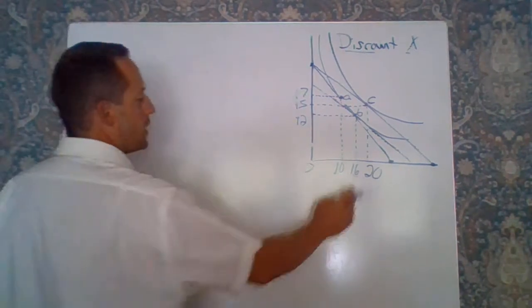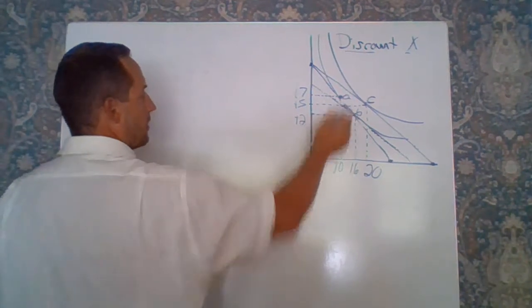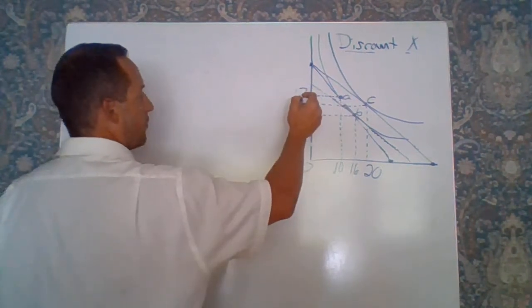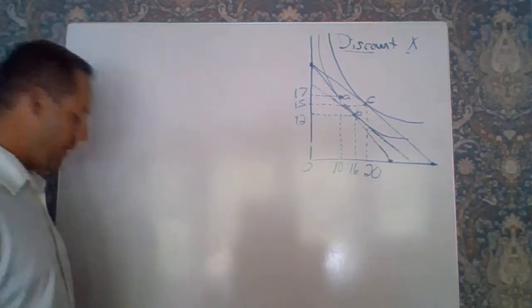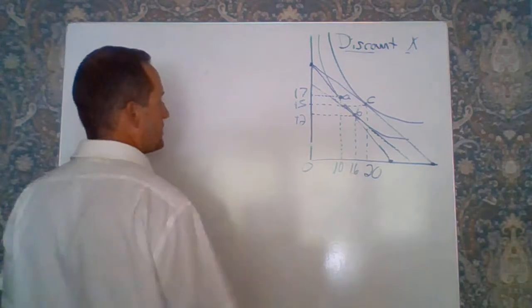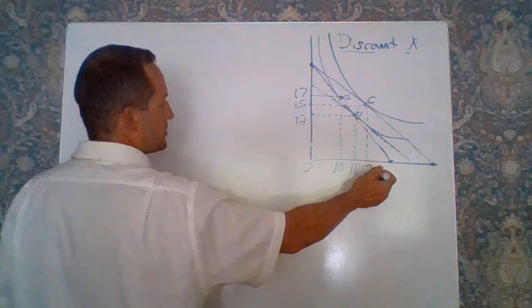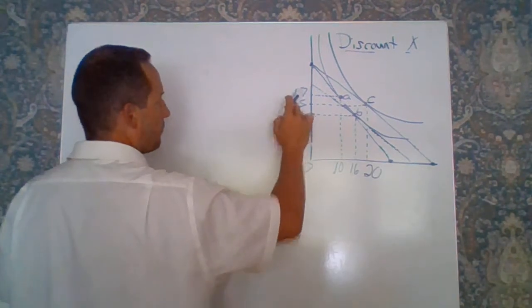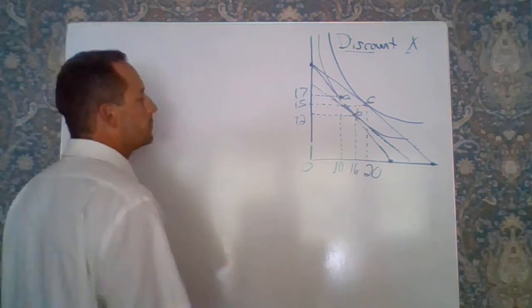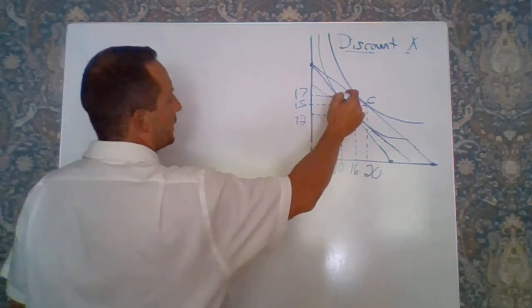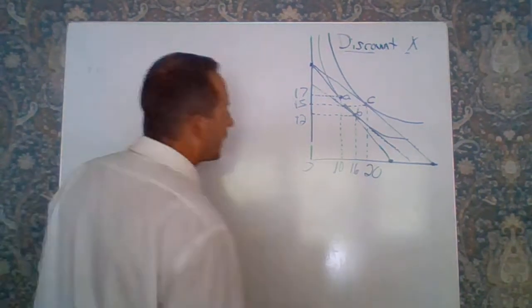So in the beginning, we are purchasing 10 units of X and 17 units of Y at point A. In the end, after X is discounted, we're purchasing at point C 20 units of X and 15 units of Y. But to get there, we have to take an intermediate step. So we begin at point A by buying 10X and 17Y.